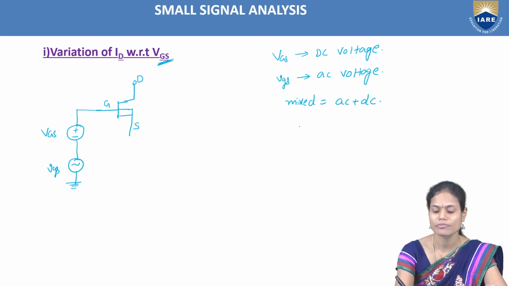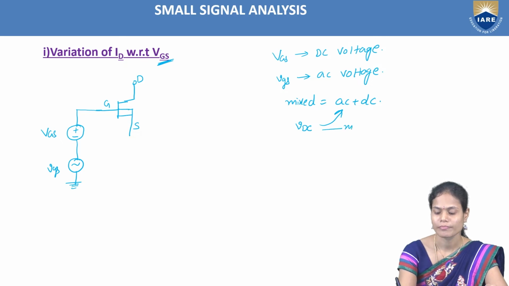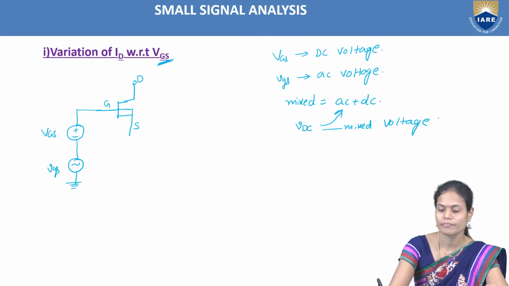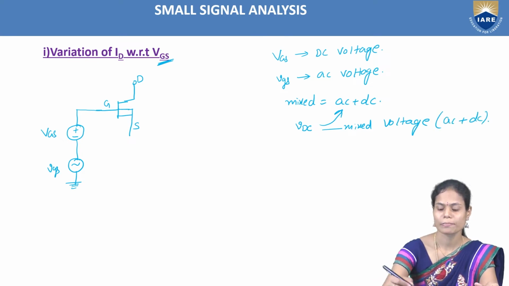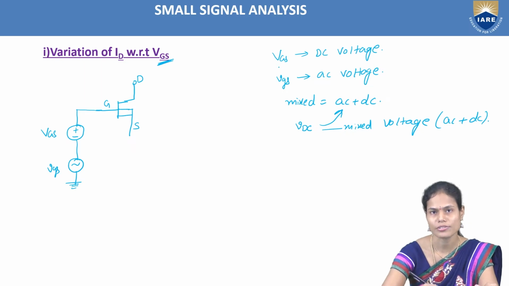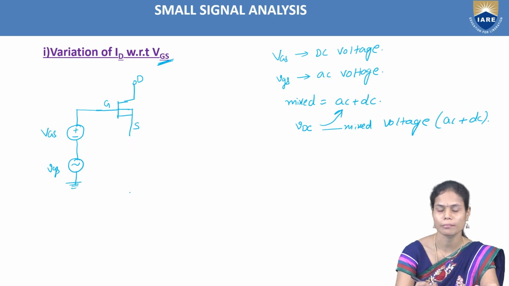So in that case, we need to represent the small letter with the subscript capital letters. So this is the mixed signal of AC as well as DC. Mixed voltage signal, that is nothing but AC plus DC. So these particular notations we are going to utilize in the small signal analysis of the MOSFET here.